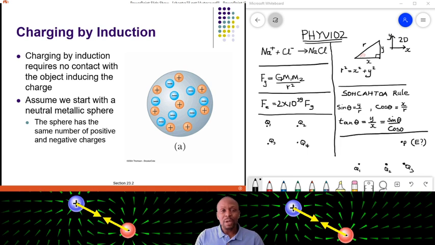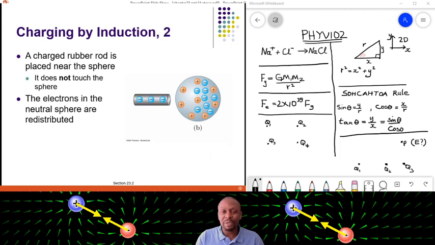Now, let us also talk about charging by induction. Charging by induction is where you require no contact with the object which is inducing the charge. For example, suppose that you start with this neutral metallic sphere. It's neutral because the number of negative charges and positive charges are the same. Now, what happens when you bring the charged rod? For example, in this case, we bring the negative charged rod.